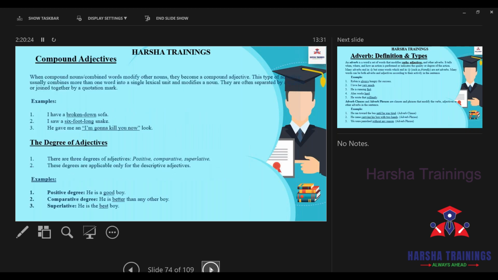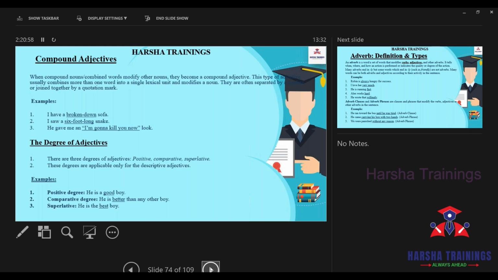Okay, I guess compound adjectives is nothing but, compound means what? Combination, right? More than one. So compound adjectives are combined words which modify nouns. For example, I have a broken down sofa. So broken down, two words together, become the compound adjective. I saw a 6 foot long snake. Three together, 6 foot long. So that becomes a compound adjective.